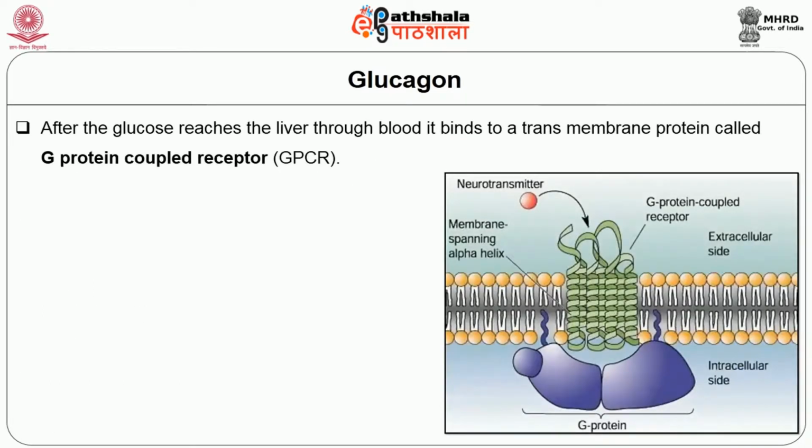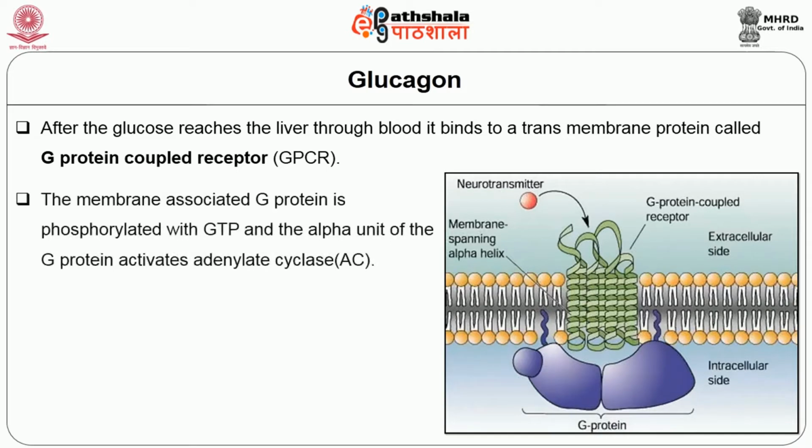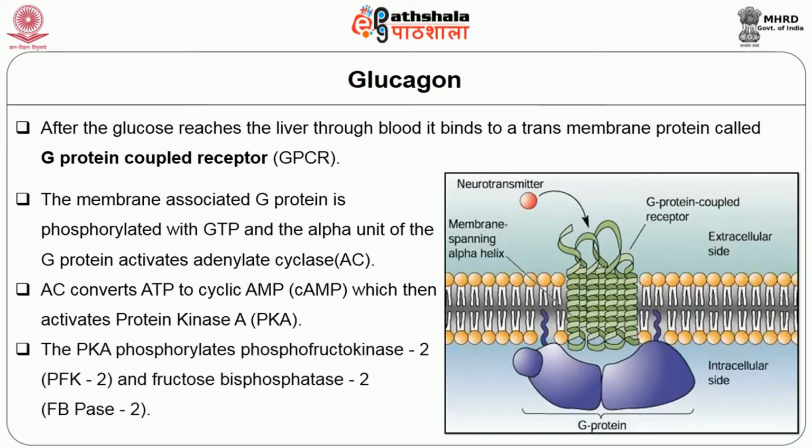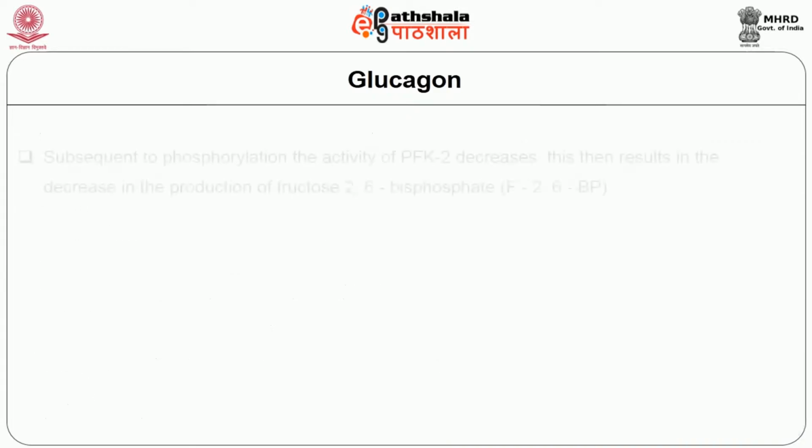After the glucagon reaches the liver through blood, it binds to a transmembrane protein called G protein coupled receptor. The membrane associated G protein is phosphorylated with GTP, and the alpha unit of the G protein activates adenylate cyclase. Adenylate cyclase converts ATP to cyclic AMP, cAMP, which then activates the protein kinase A. Protein kinase A phosphorylates phosphofructokinase 2 and fructose bisphosphatase 2.